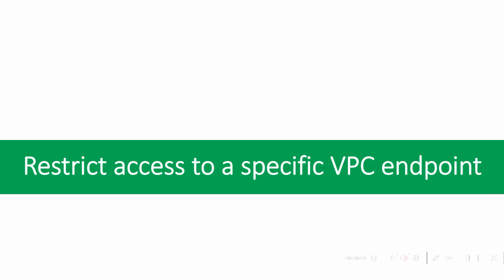Hello everyone. So in today's lab, we are going to see how we can restrict access to a specific VPC endpoint. In our previous labs, we have already seen how to create the gateway endpoint and how to create the interface endpoint, and how to access AWS services from our private EC2 machine without the help of any NAT gateway, just by using the respective interface endpoint.